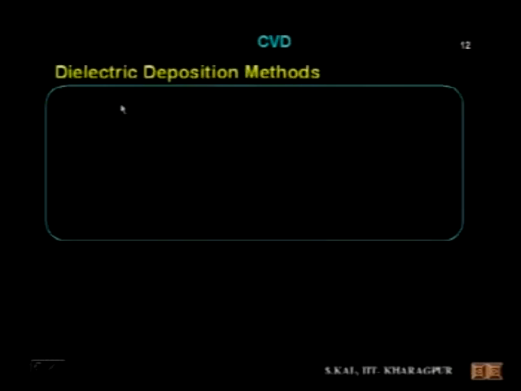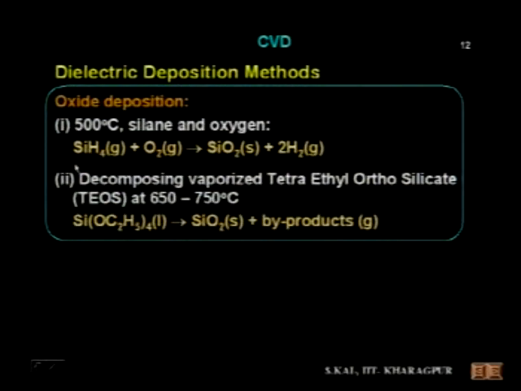Now in the CVD technique, we can deposit dielectrics also. What are the reactions for dielectric deposition? One oxide deposition reaction is shown here. Reaction temperature is 500 degrees centigrade. Silane and oxygen are used here. They are SiH4 in gaseous phase and oxygen in gaseous phase. They together react and silicon dioxide is formed, which is solid in nature, and hydrogen gas is evolved. Reaction temperature is 500 degrees centigrade and you can get silicon dioxide.